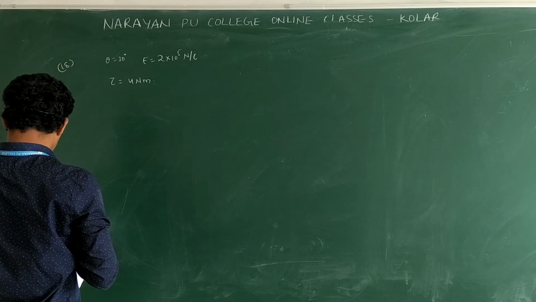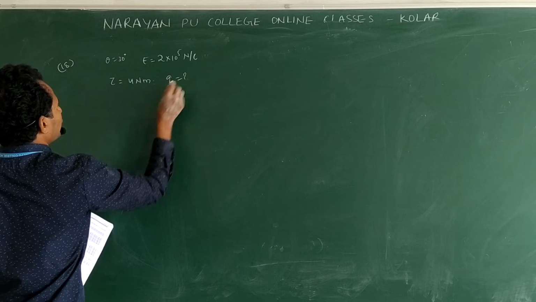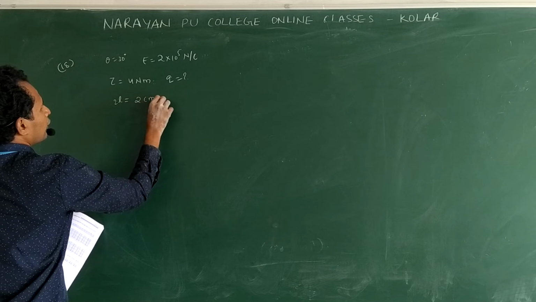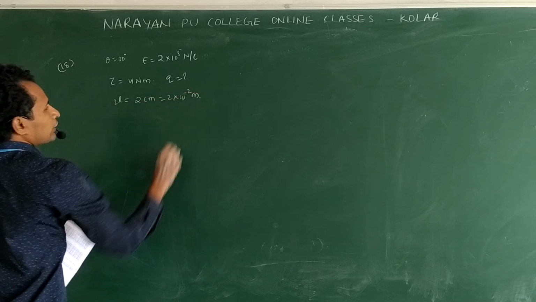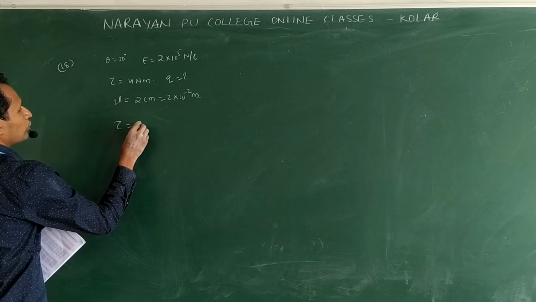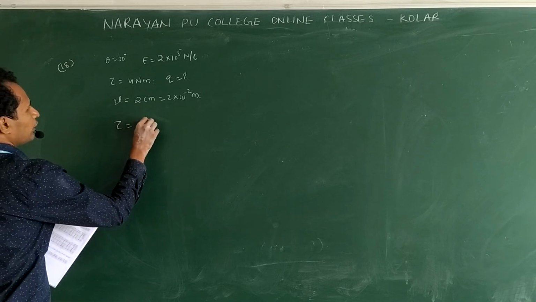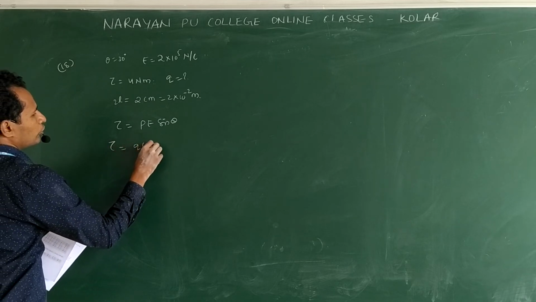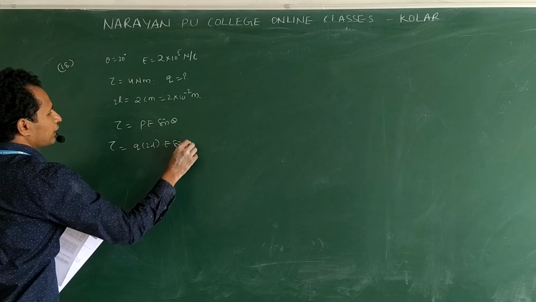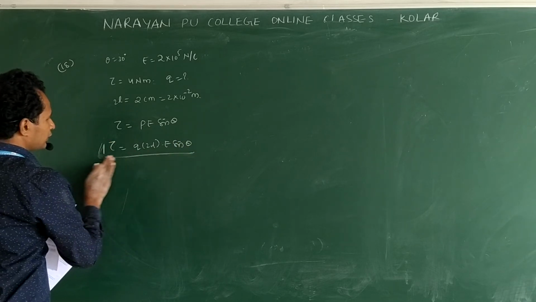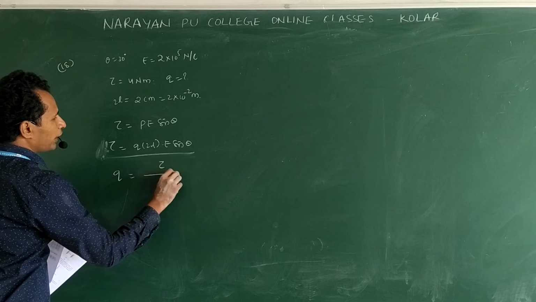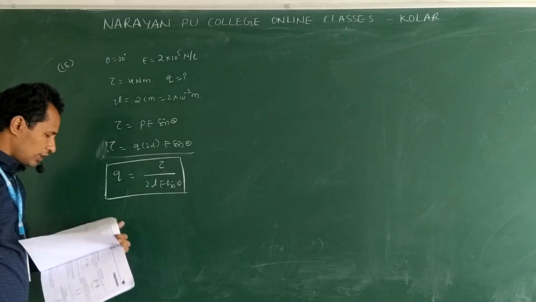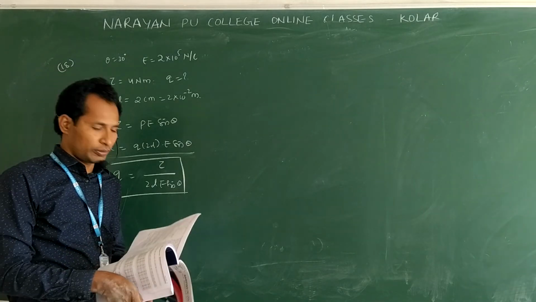Next, the question asks for the charge. The length of the dipole, 2L, is given as 2 centimeter, 2 into 10 power minus 2 meter. This is a direct question. Torque is equal to P E sin theta, where P is q into 2L, so tau is equal to q into 2L E sin theta. Substitute the values. They are asking for charge, so make q the subject: q equals tau by 2L E sin theta. Solve it and you will get the answer. I think this is an exercise problem.